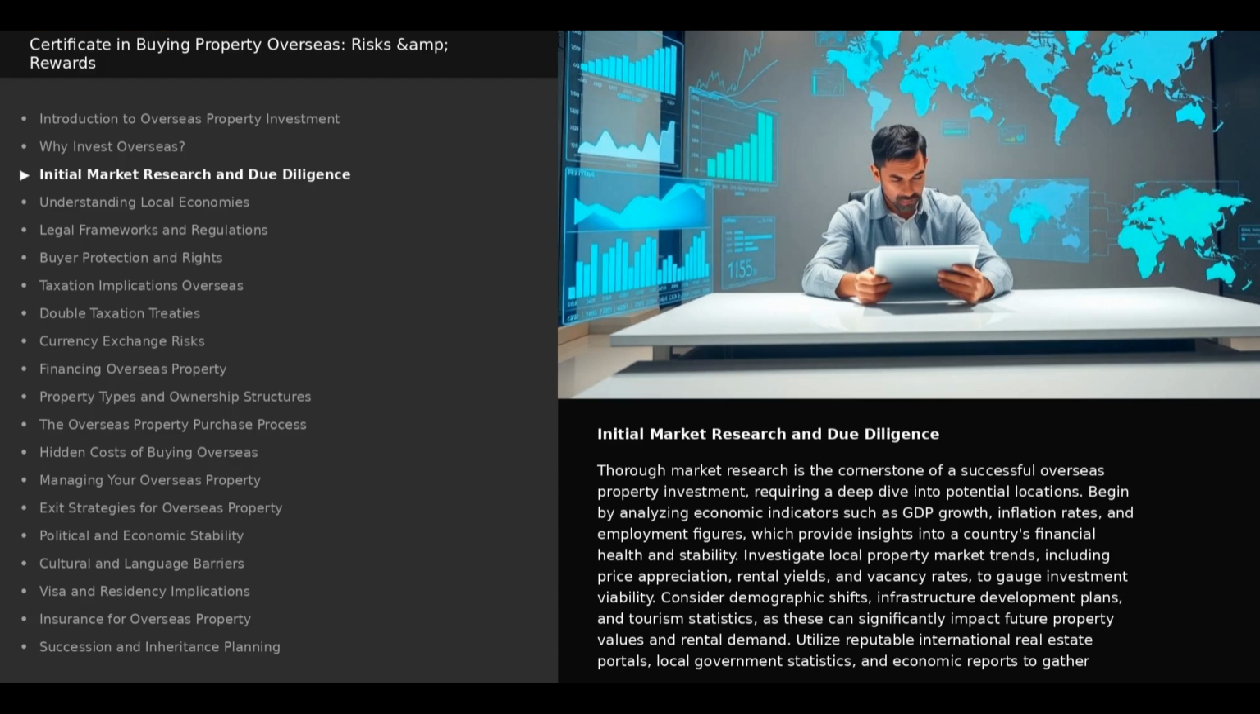Consider demographic shifts, infrastructure development plans, and tourism statistics, as these can significantly impact future property values and rental demand. Utilize reputable international real estate portals, local government statistics, and economic reports to gather comprehensive data. This meticulous approach helps identify markets with strong growth potential and minimizes exposure to unforeseen risks. Remember, a well-researched decision is a well-protected investment.